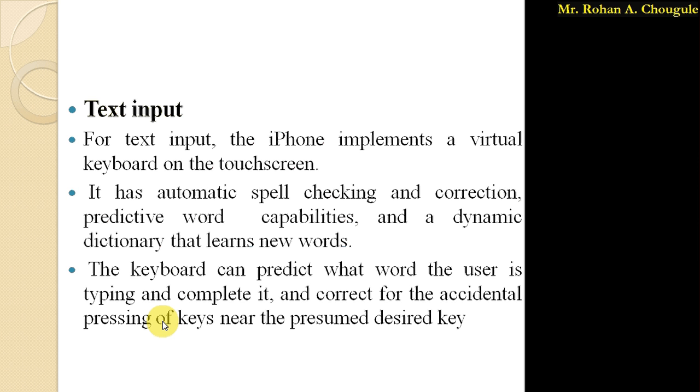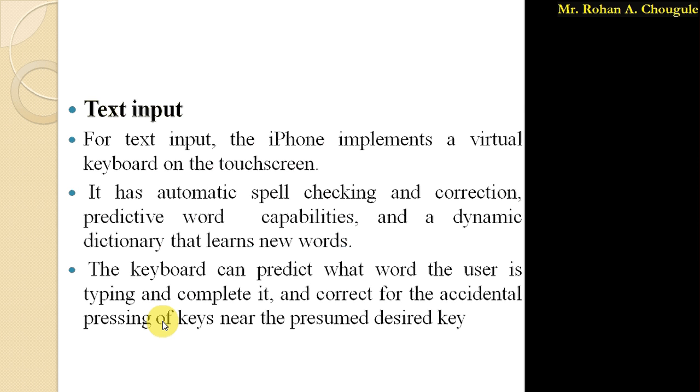So again, text input. We know that for the touch screen we are using the virtual keyboard, and this virtual keyboard has different features, like spell checking, correction, and predictive word capabilities, so it can predict the words you are typing. Again, a dynamic dictionary is also there. If you type any word frequently, then that word is automatically stored in the iPhone dictionary.